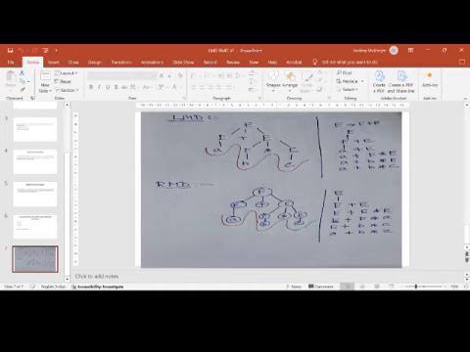Hopefully all of you understood how we can derive the leftmost derivation and rightmost derivation. We have taken one example, and what is leftmost derivation and what is rightmost derivation, we have already discussed using one example. So all of you understood this example, whatever I have explained, hopefully. Thank you.